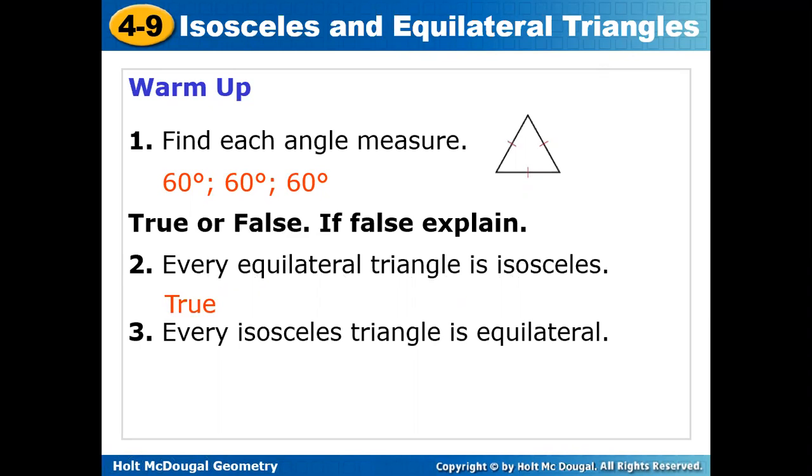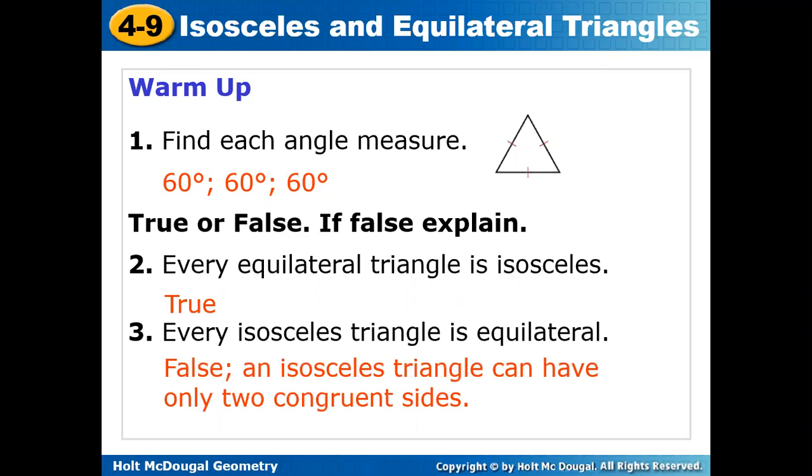Every isosceles triangle is equilateral? The answer is false, because an isosceles triangle can have only two congruent sides. So not all isosceles triangles are equilateral.